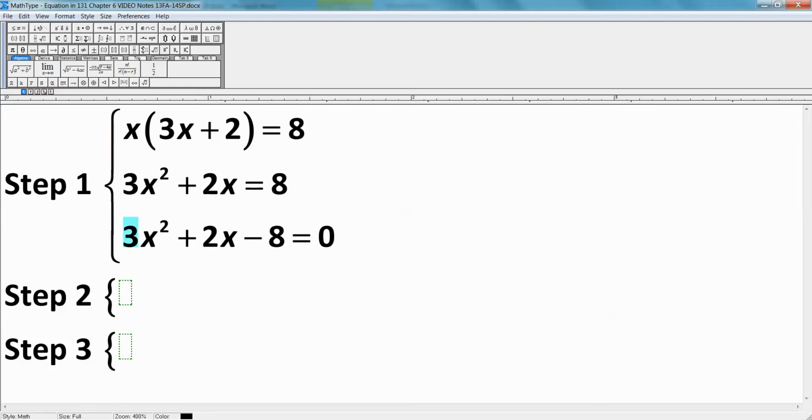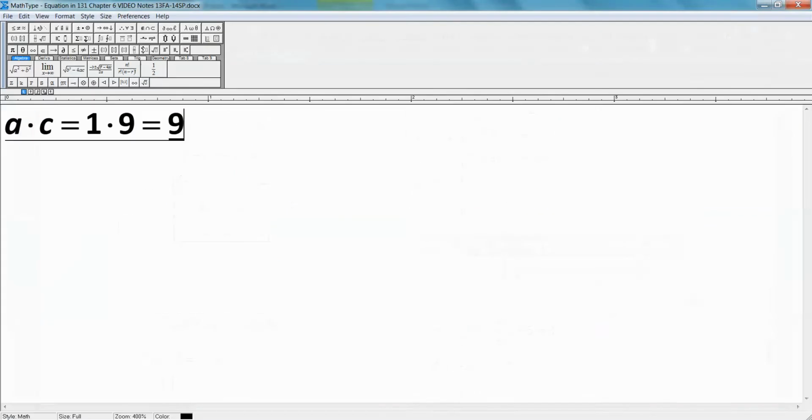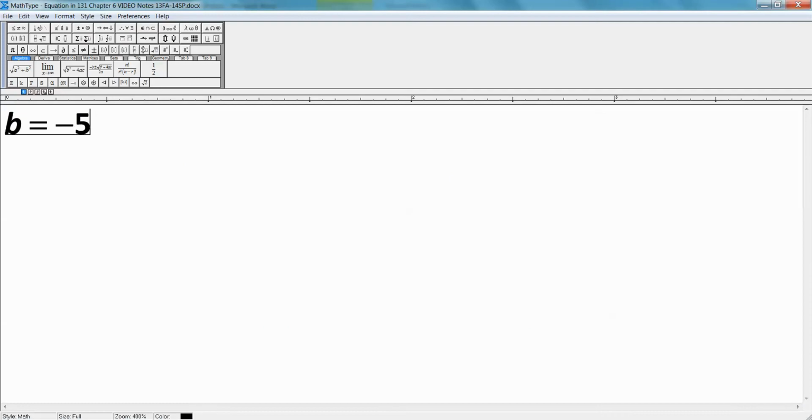All right, so now we've got our equation set equal to zero. Unfortunately for you, this is going to be a little bit trickier because this is not a leading coefficient of one. So let's stop right there for a second, and then we're going to have to go factor this. So we need 3 times negative 8 makes negative 24. So I need to multiply to negative 24, but I'm going to have to add up to the middle term, which was positive 2.